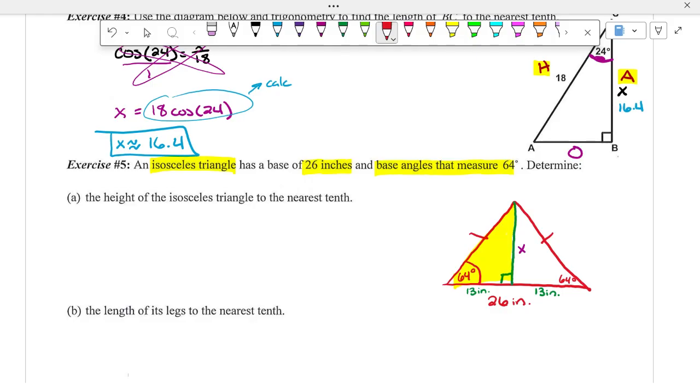So what side is X? It's the opposite. What side is this side? Hypotenuse. And what side's the 13? Adjacent. So based off of the position of the side we're given and the side we're trying to find and what they're labeled as, which trig ratio should I use?